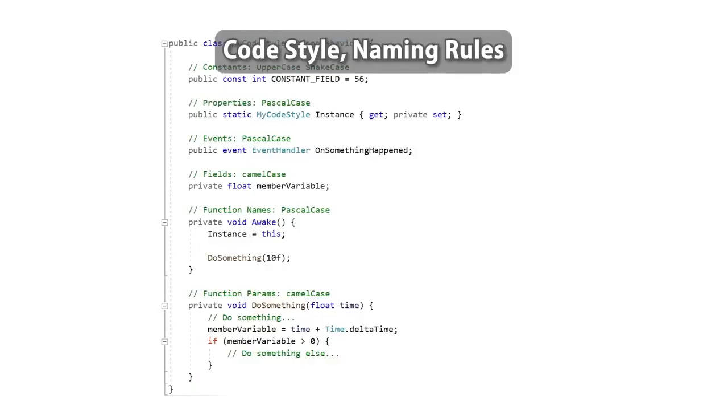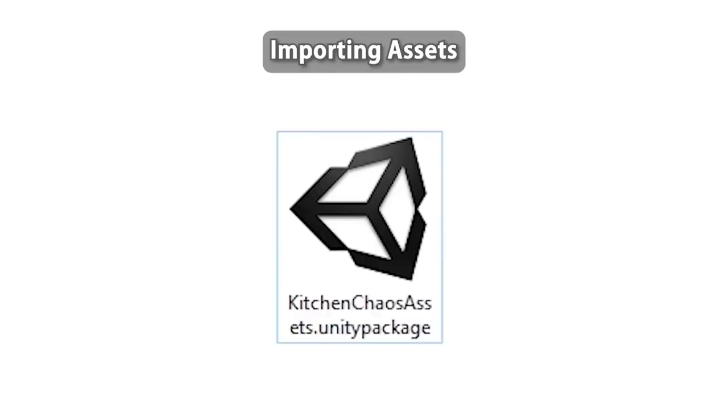After that comes an extremely important lecture all about coding style and naming rules. Like I said, the code in this course is on the same level of quality as my Steam games, so having proper naming rules and good code style is paramount. Next, we're going to download and import all the assets that we're going to use in the course. Everything is included so you can follow along every step of the way.